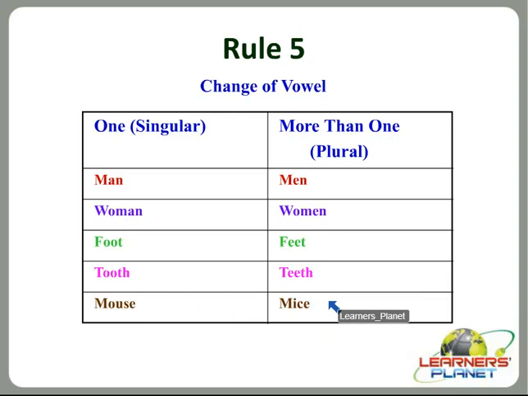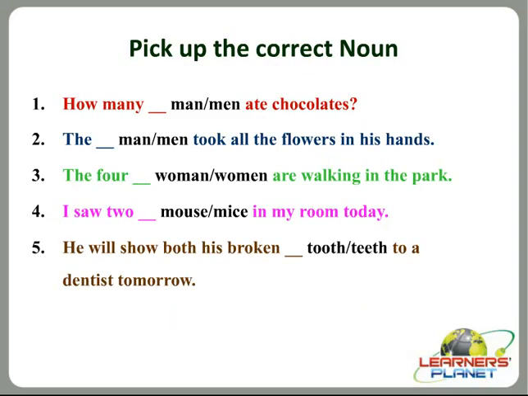Let's revise. Man becomes men. Woman becomes women. Foot becomes feet. Tooth becomes teeth. Mouse becomes mice. Let's go to the next slide.